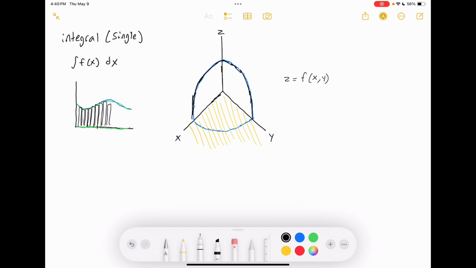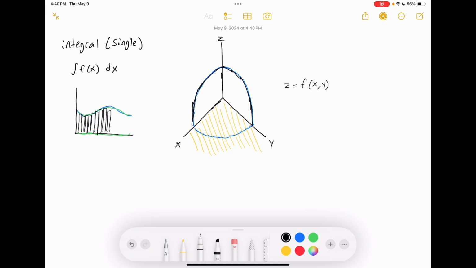So we're going to say z is equal to f of x comma y. And let's see if we can figure out the same method here. In the 2D scenario, our dimensions are going to be x and f of x, right? That's the dimensions of the rectangle. It's going to be x wide and f of x tall.